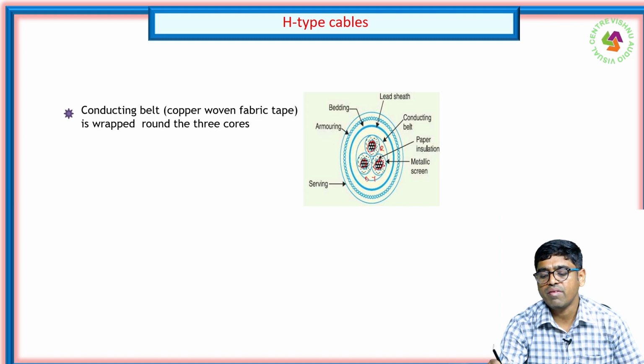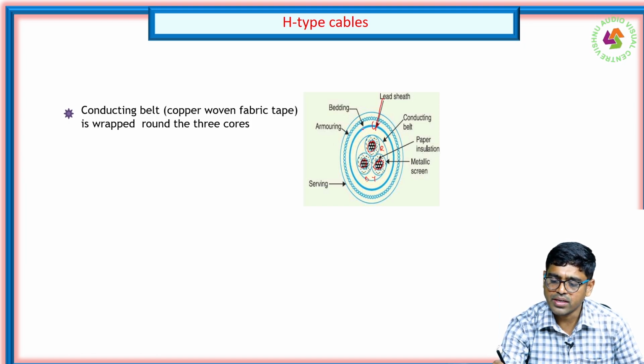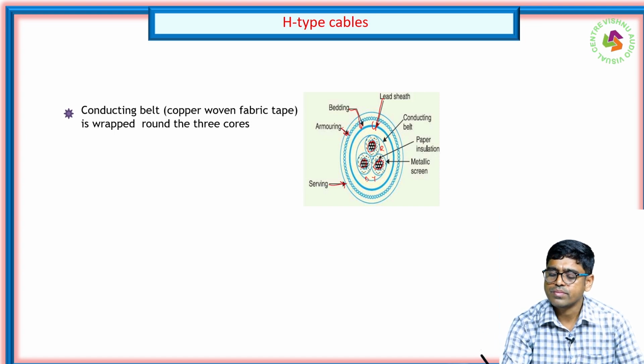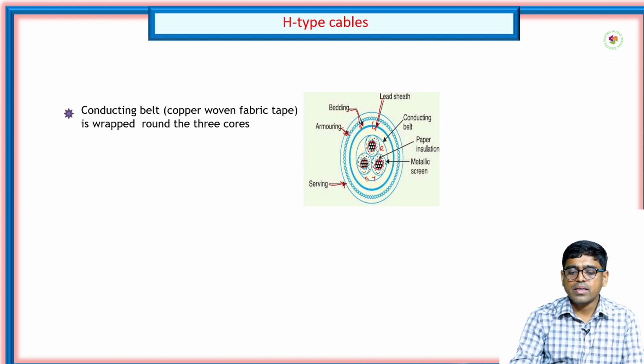So we have the R, Y, B phases and a belted screen. After that there is a metallic screen, which is there for every phase. Then there is paper in this conducting belt, so the three phases have a conducting belt. After that there is a lead sheath, then bedding, armoring and serving. This is the H type of cable. The conducting belt, either copper or woven fabric tape, is wrapped around these three core cables.